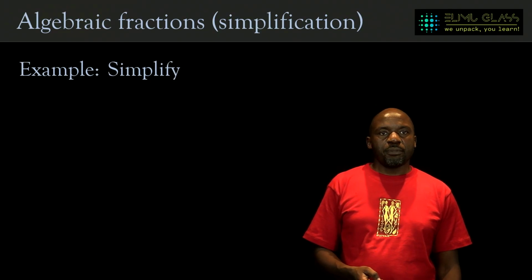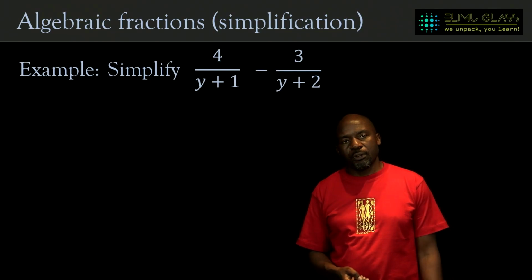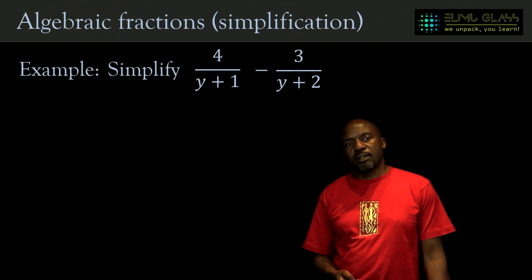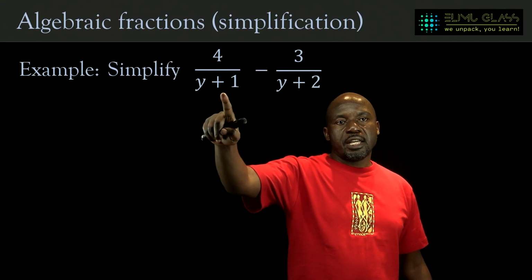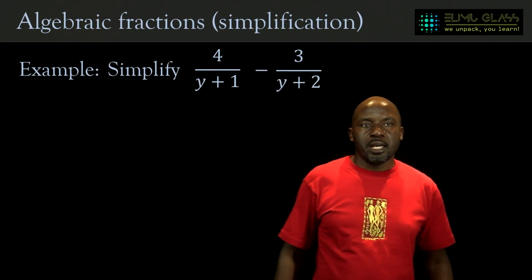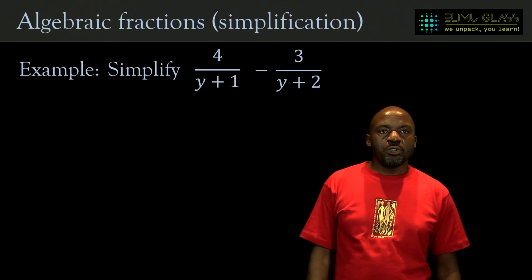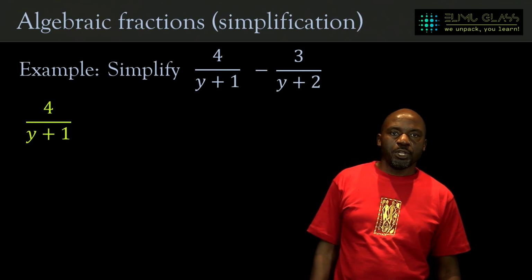Another example, simplify this. This time we want to add, and look at how those two fractions look. Again, you can see the denominators are not alike, so these are unlike fractions. The denominator here is y plus 1, and that is y plus 2. So they are unlike fractions. The first thing we do is to make them like fractions. How do we do that?